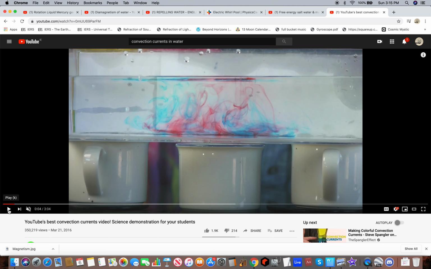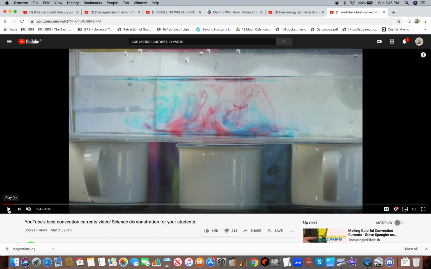Convection is when heat changes the density of water. What happens is there's an exchange between the less dense warmer water and the more dense colder water.